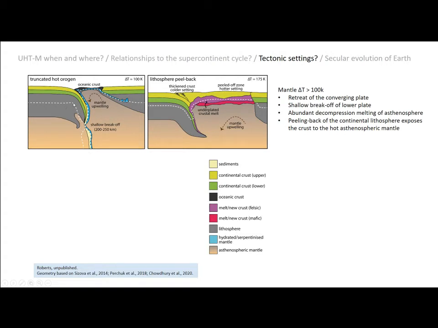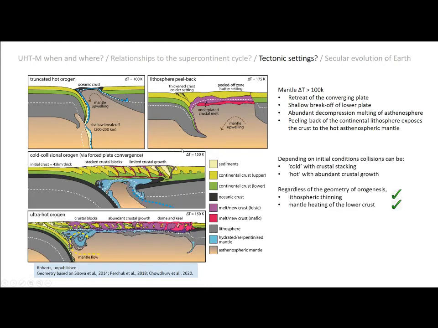We see common retreat of the convergent plate. It generally always has shallow break-off of this lower plate. There's abundant decompression melting in the asthenosphere, much more than we see at present day. And one way of exposing the crust to hot mantle is by peeling back the continental lithosphere.